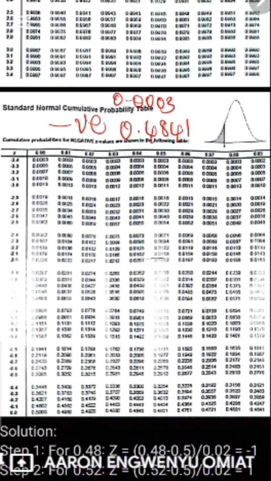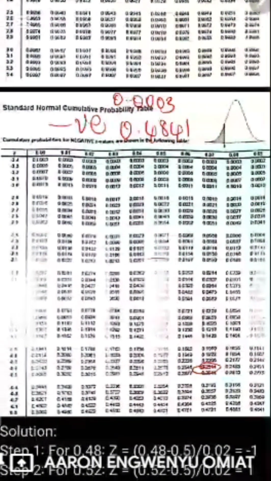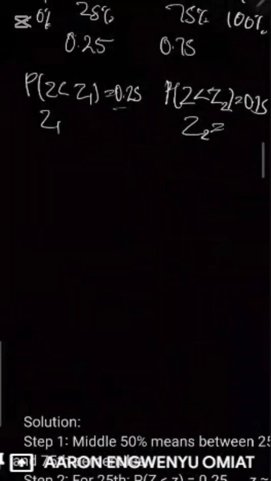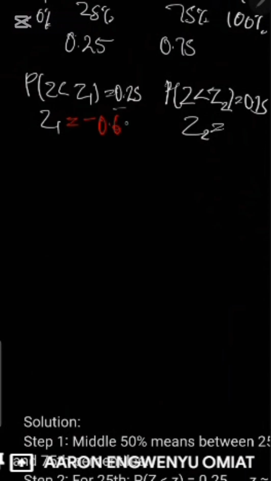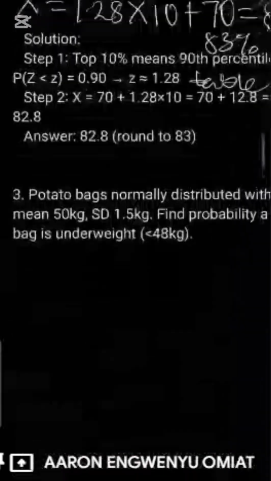So if we come here, 0.25, the closest is 0.2514, which corresponds to negative 0.67. So we write that down: negative 0.67. Then we go and look at positive 1.